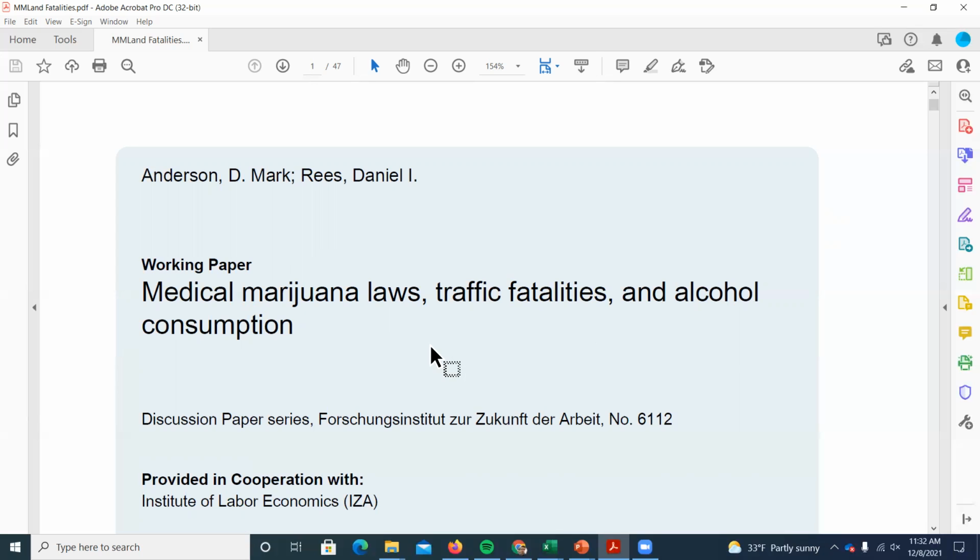So they're going to explore that, but they're specifically going to look at something that has real, big, real world implication, which is, how is this medical marijuana also related to traffic fatalities? Because if they are substitutes, if people are using less alcohol and you believe that driving while impaired on alcohol is different than marijuana, then maybe you're actually saving lives. Right? Maybe you see fewer drunk driving fatalities.